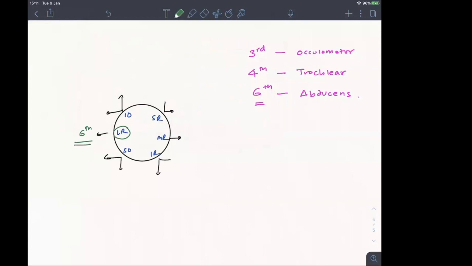So when the 6th cranial nerve acts, if this is the right 6th cranial nerve, it will only act on the right lateral rectus, and it will cause the eye to abduct.